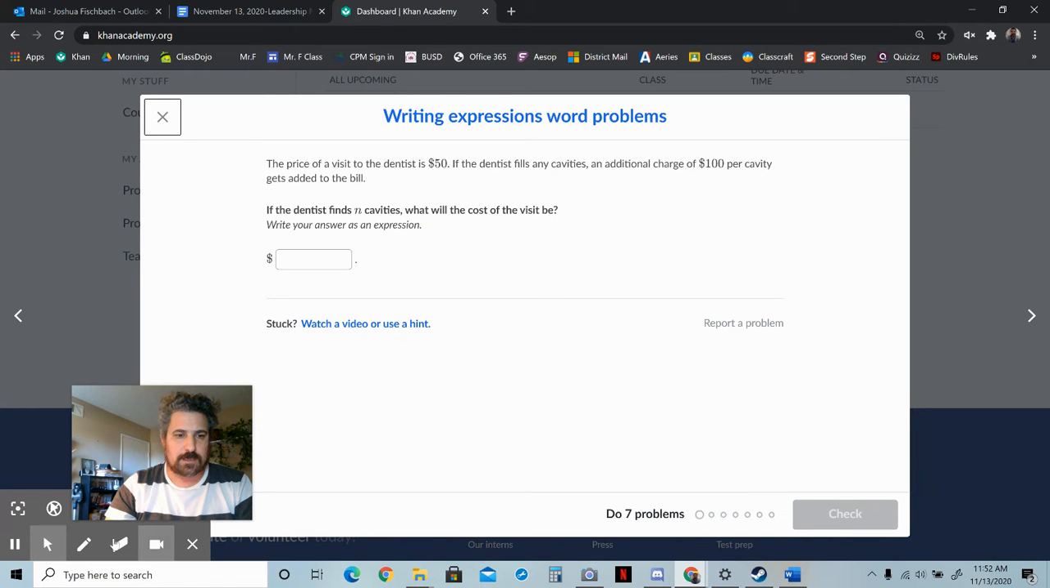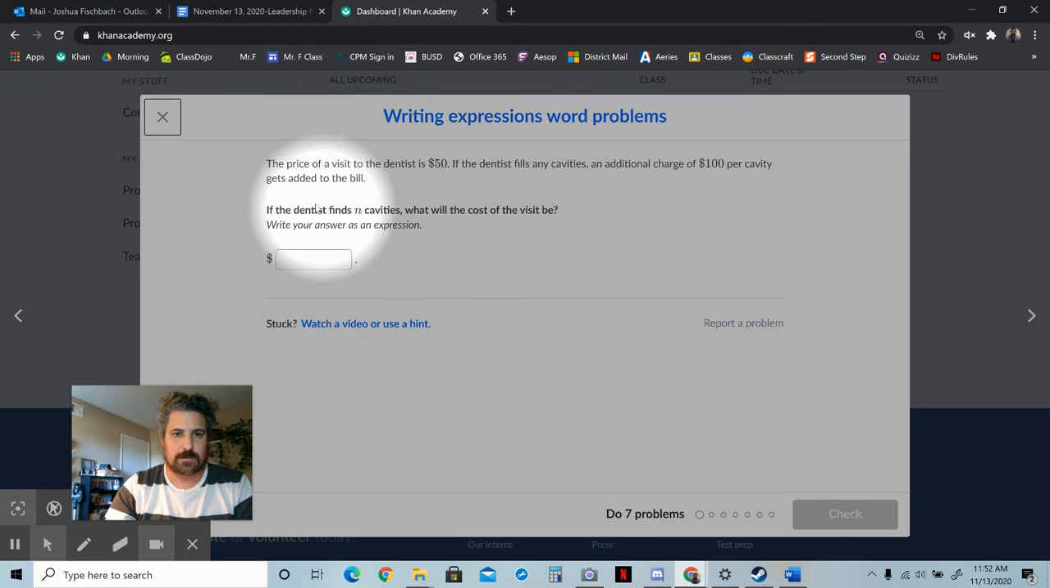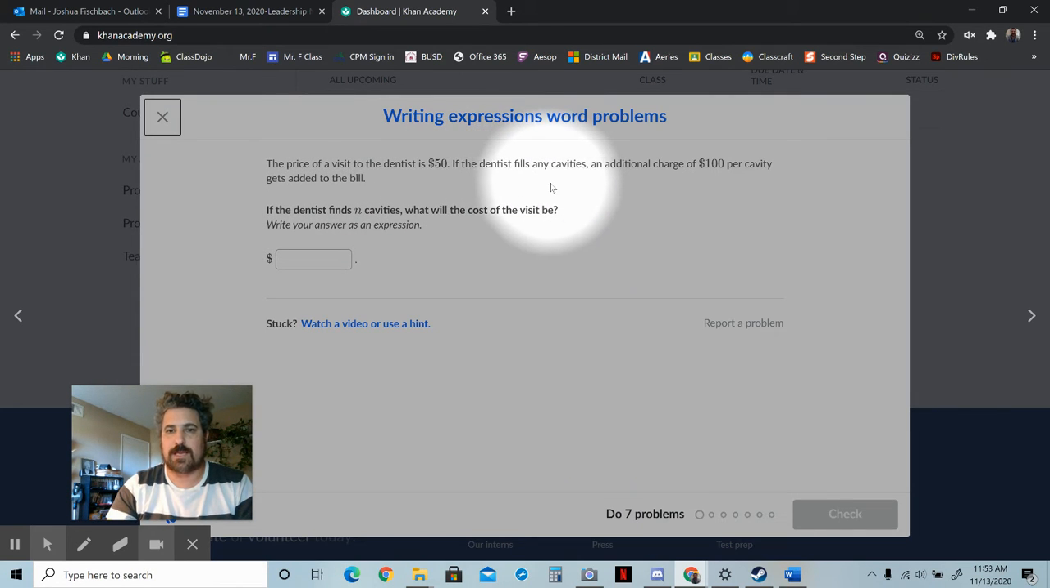So let's see. Any cool tools here? Focus bar. Okay. The price of a visit to the dentist is $50. If the dentist fills any cavities, an additional charge of $100 per cavity gets added to the bill. If the dentist finds n cavities, what will the cost of the visit be? Write your answer as an expression.